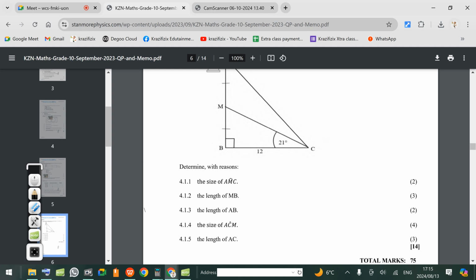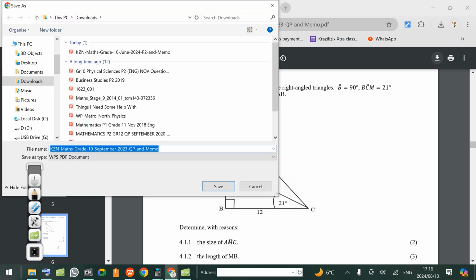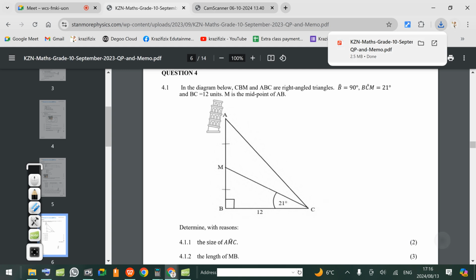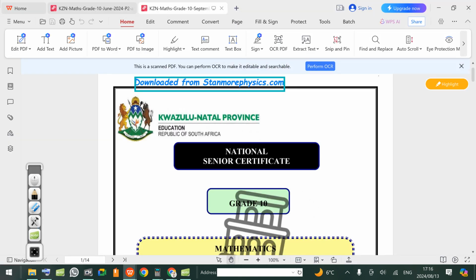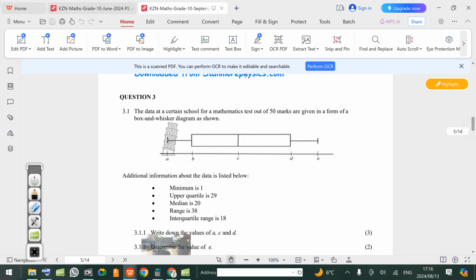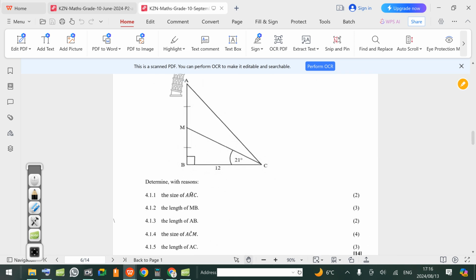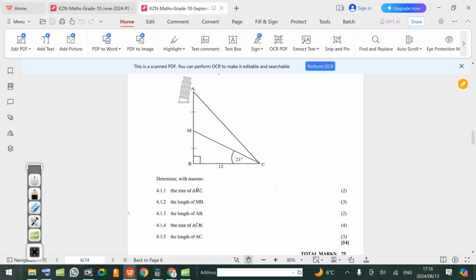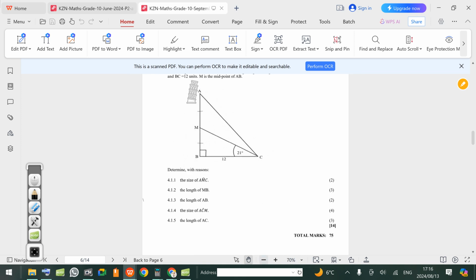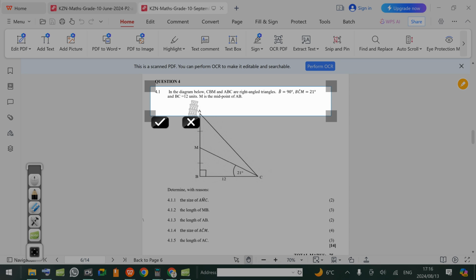Let's do this one together now, 2D and 3D. Beautiful. 14 marks. Then we quickly look for a graph one and do that as well.